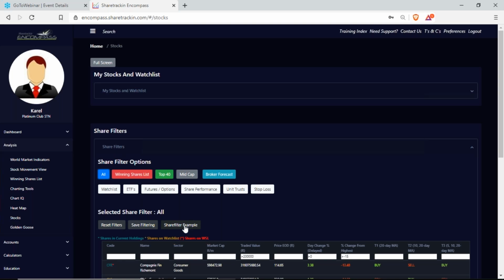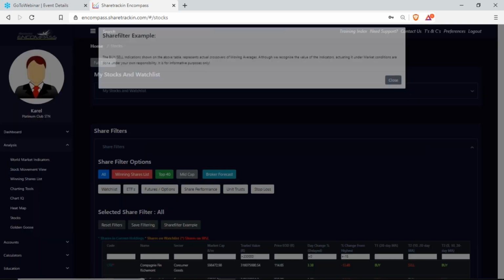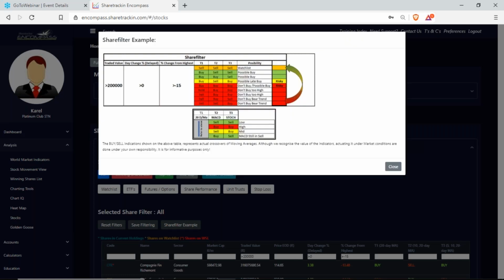The next one we have is the share filter example. So let's click on the share filter example. And now you will see it says traded value greater than 200,000. Date change percentage delayed greater than 0. Percentage change from highest greater than -15. Then you will also see a T1, a T2, and a T3.